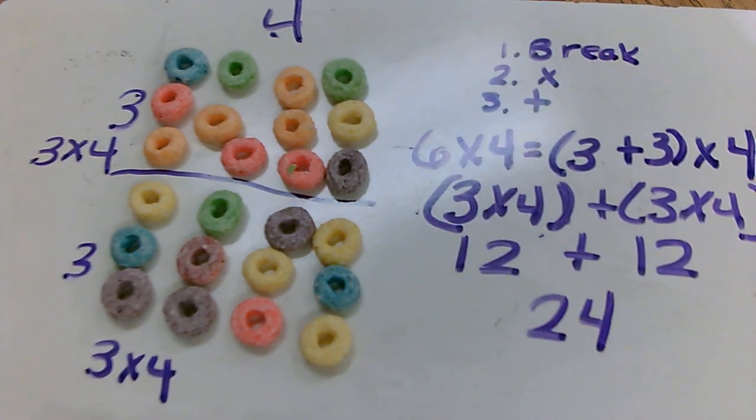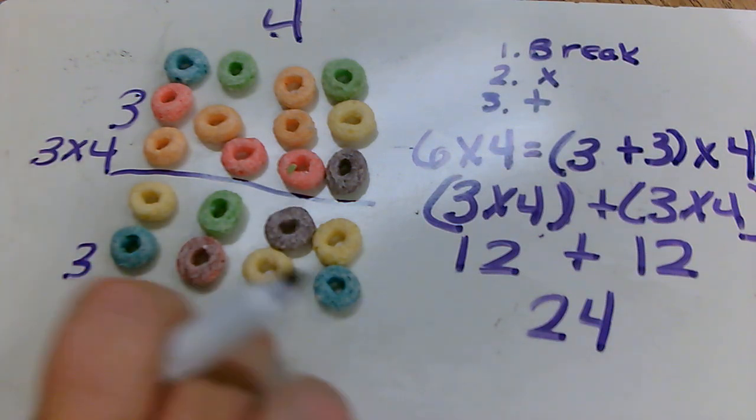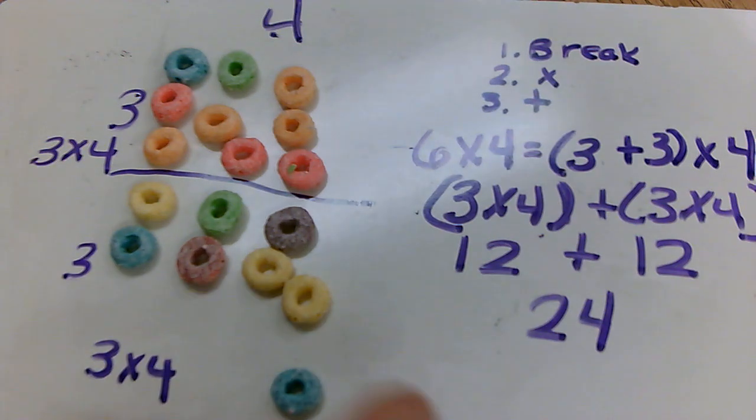All right, let's try another one. Now we're going to do 5 rows. So take off a row of 3.